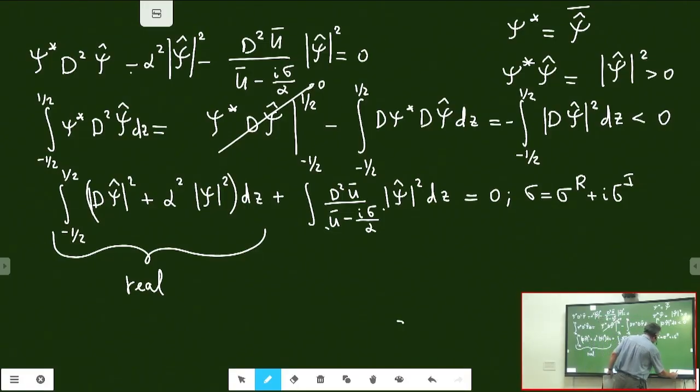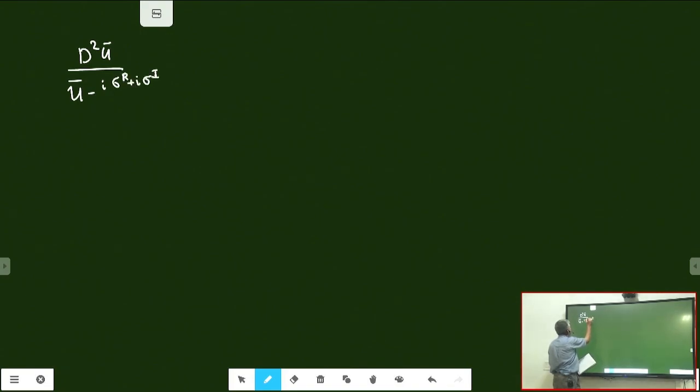To do that, I need some real estate, so I will create an extra slide. Let me consider this term: d squared u bar divided by u bar minus i sigma r plus i sigma i, so I just show it in explicit form, divided by alpha, and this whole thing is multiplied by psi hat magnitude squared.